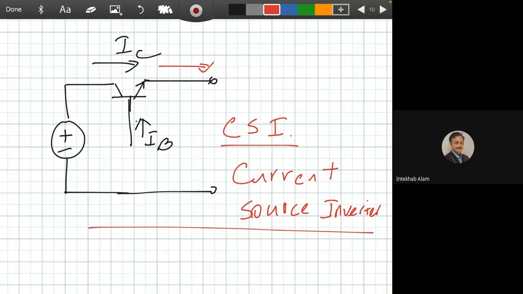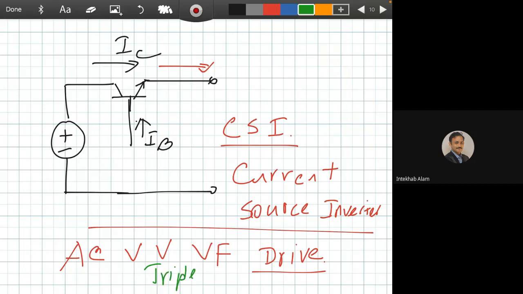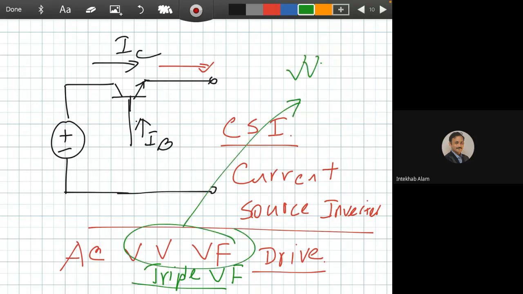So the total inverter name is actually AC VVVF drive. Sometimes people may also call it triple V drive. Do you have any idea of triple V drive? So you may get confused. What is this? Sometimes people may ask you, do you know about the VVVF drive in your interview board? So all are the same.